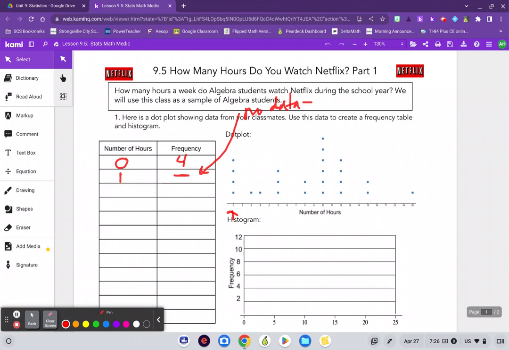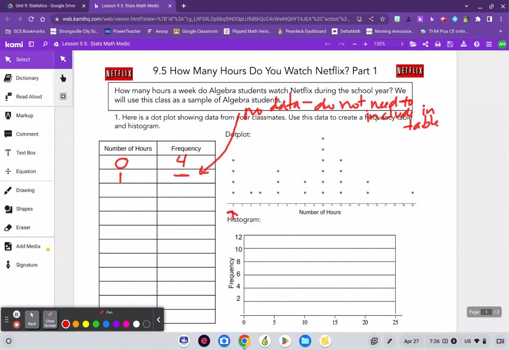In fact, if there's no data, we do not need to include it in our frequency table. And we'll see that here as we move along.